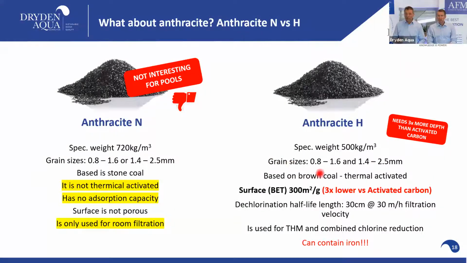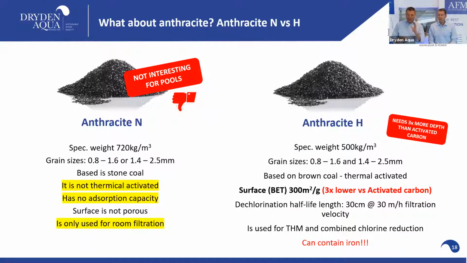What you can use, what they use very often in Germany and in Austria, is anthracite H. Remember, here the surface is only 300 square meters per gram. Activated carbon is 3 times more, it's 1000. Therefore, you need here not 10 centimeters, you would need 30 centimeters.